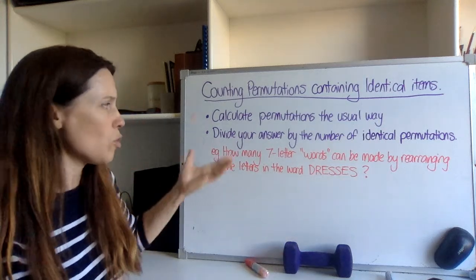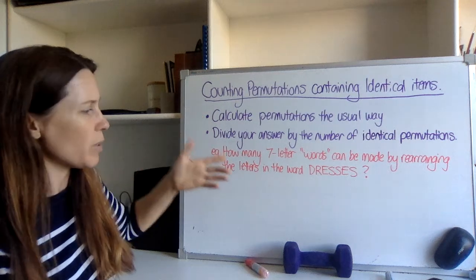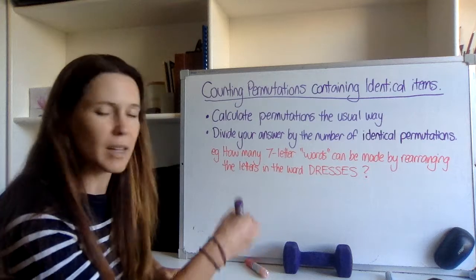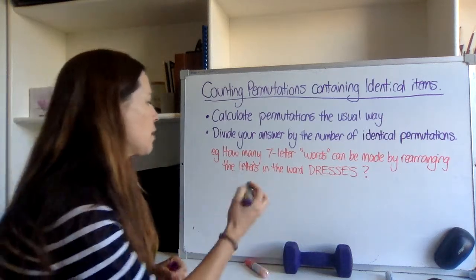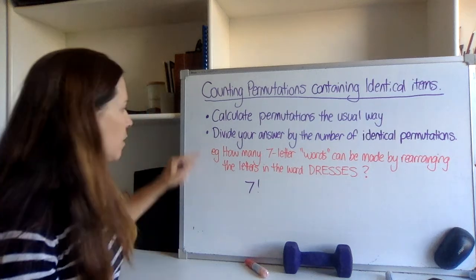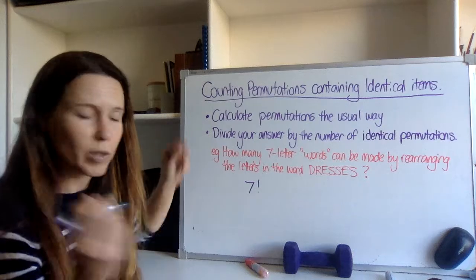So our usual way of calculating the number of different permutations would be to say, well, there's 7 different letters we can put in the first position, and then 6 in the next, and 5, and so on. So our usual method would give us 7 factorial. But now we need to divide our answer by the number of identical words.